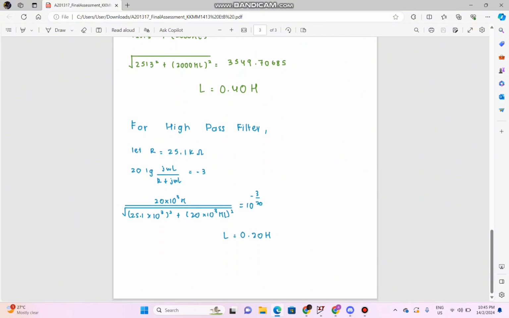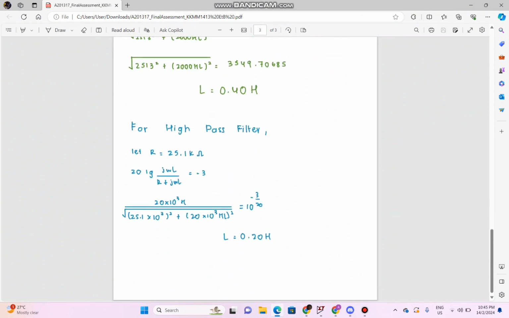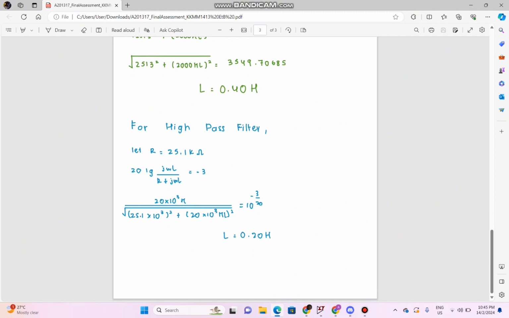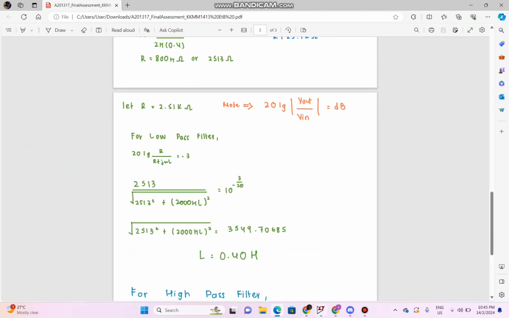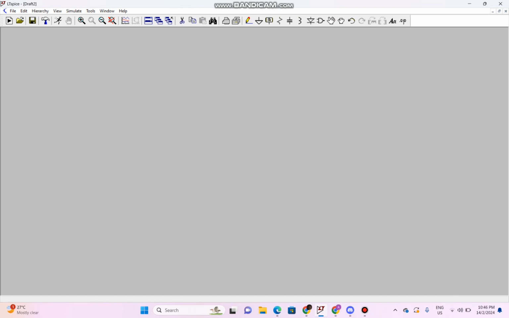For the high pass filter, we let R equal 25.1 kilo ohm. Use the same formula, then we just sub in the value once again, equals -3, and then we get L equals 0.20 Henry. This is for inductor 2 and this is for inductor 1. So let's make a circuit.